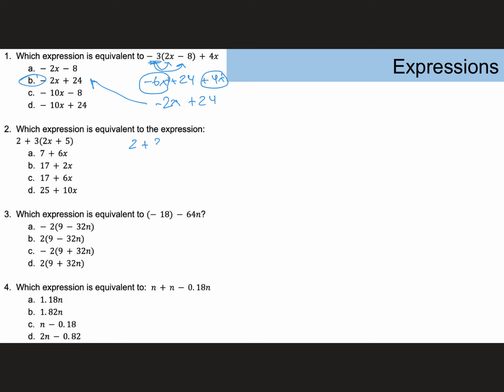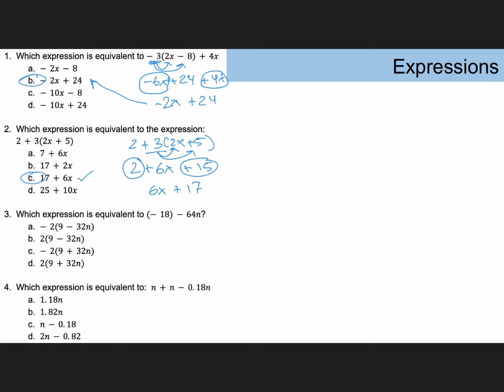2 plus 3 groups of 2x plus 5. So first I do my distributive property. So I have 3 times 2x, which is 6x, and 3 times 5 is 15. Then I'll just bring my 2 back down, and now I simplify. I have 2 plus 15 is 17. So I have 6x's plus 17. This one. 17 plus 6x.